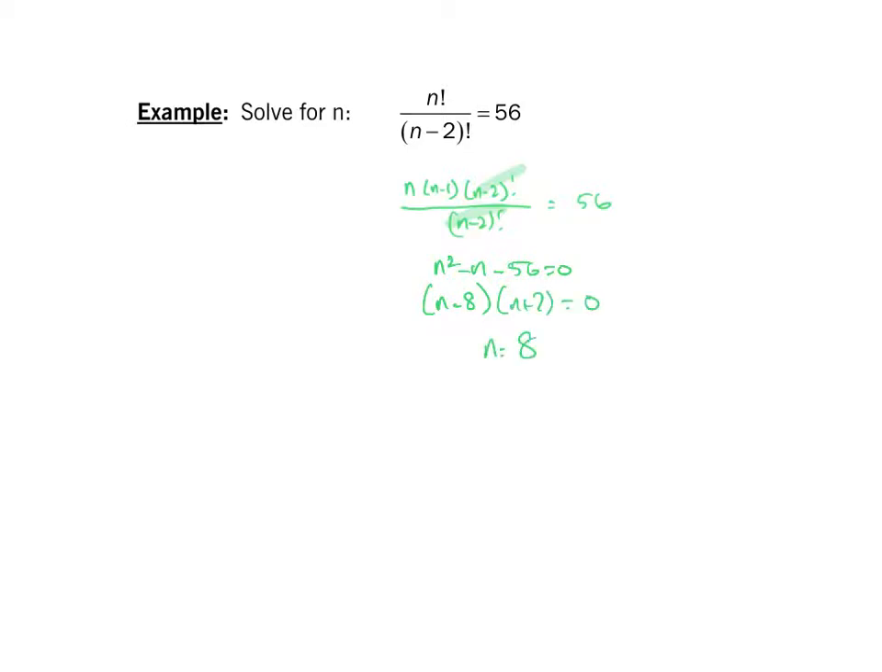So from there, we get 8 or minus 7. If we're talking about factorials, you can never, ever, ever take a factorial of a negative number. So that one doesn't work. So the answer is n equals 8. Okay? So we use our factoring skills in order to help us there, and it definitely makes a big difference.